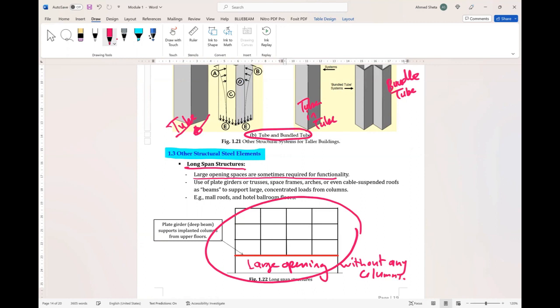So these requirements need a special or specific type of structure. In this type of structure, plate girders or trusses or space frames or arches or even cable suspended roofs can be used to cover the large span with only edge columns or perimeter columns, no internal columns. Examples of this are mall roofs and hotel ballroom floors.